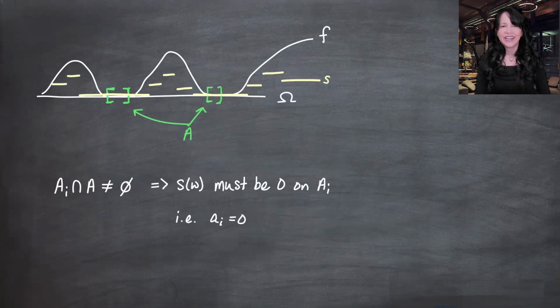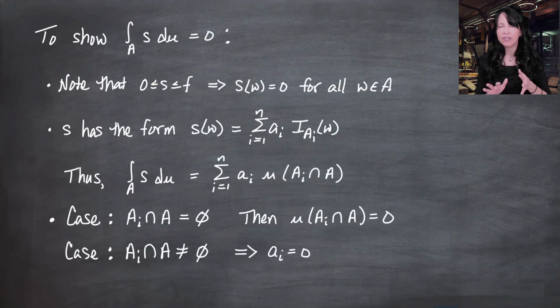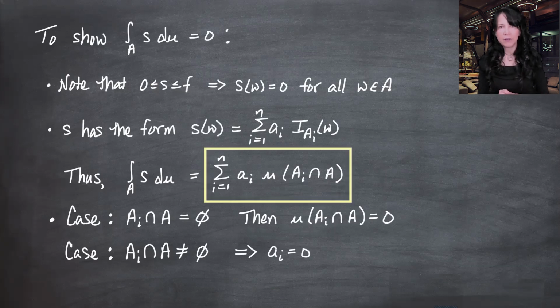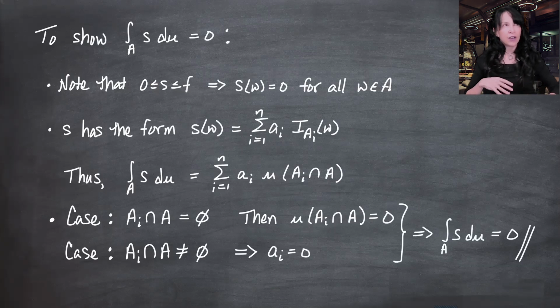So I hope that makes sense. Going back to this case here, if capital A_i intersected with capital A is not empty, we are forced to have the coefficient little a_i be 0. So between these two cases, all of the terms of this sum are 0, so the sum is 0. So the integral over A with respect to μ of s is 0, and that's what we needed to show. We talked about earlier how that would give us the result we want, that the integral of f with respect to μ over A would then have to be 0.